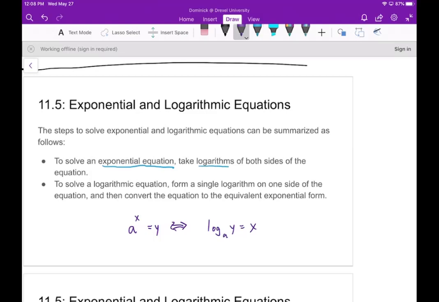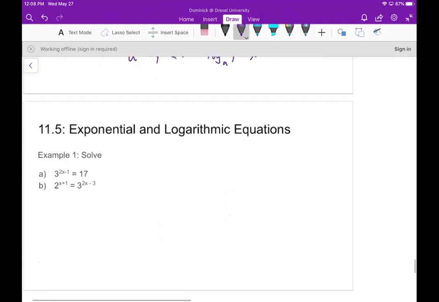Now, to solve a logarithmic equation, you're going to bring all your logarithms to one side and condense, and then you'll convert to exponential form. All right, so let's do a couple of examples of that.